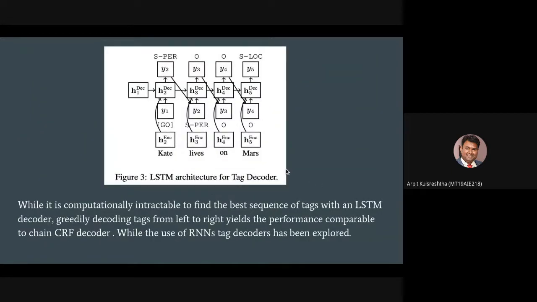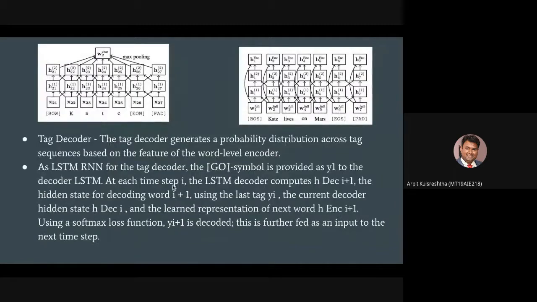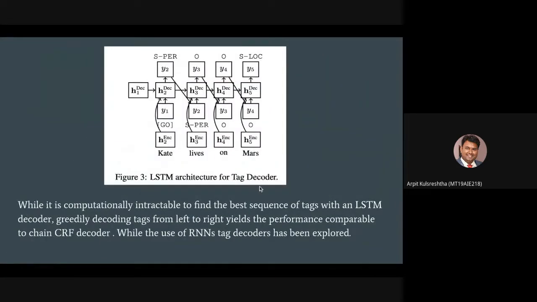This is the architecture diagram presented in the paper, the LSTM architecture of the tag decoder. As I said, we first tag in the way that we take the sentence, for example, the cat lives on the mat, so we have to tag every word that way. First we did the word level encoding, then we apply the tag decoder. Computationally, it interacts with the batch sequence of tags with the LSTM decoder and applies a greedy approach, which improves the performance of the tags.